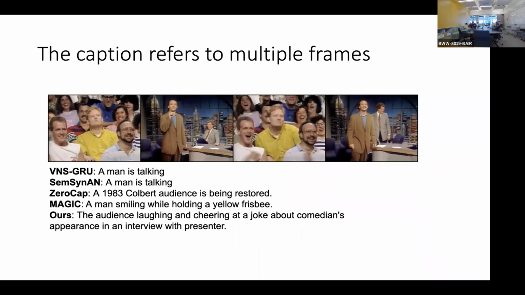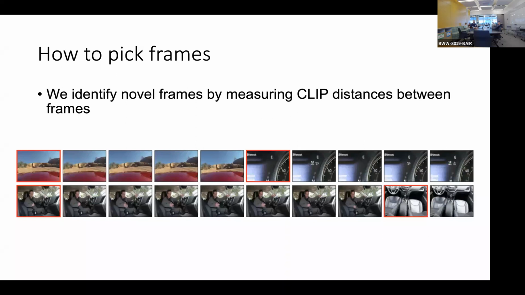One of the main benefits is that with our approach, we can capture different frames and refer to them. So if we have a frame of an audience, and some of the other frames are about a man that is talking, we get them both in our captions: the audience laughing and cheering about the joke of the comedian. One thing I haven't talked about yet is how we pick the frames. Just quickly, we take the CLIP representation of each image and we compute the distance between the different frames. Every time the distance is bigger than a threshold, we take it as a frame to look at. So this is a very simple way to pick different things that are happening in one video. This is how we pick the frames.